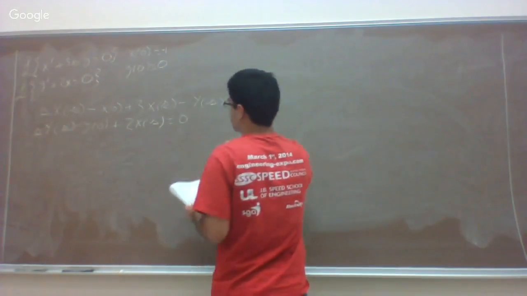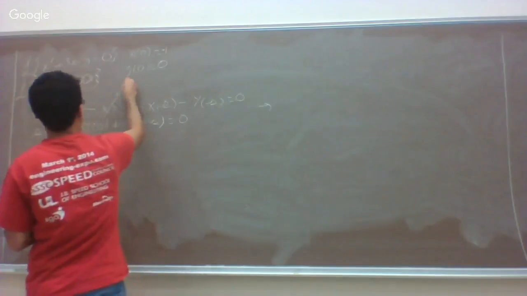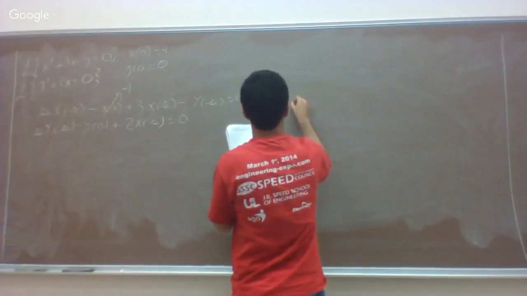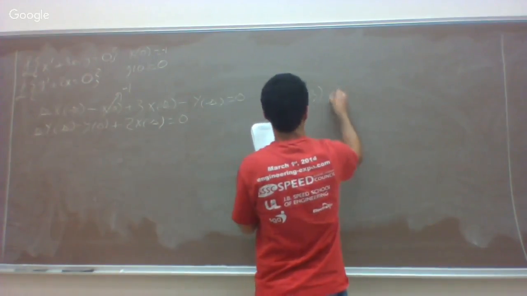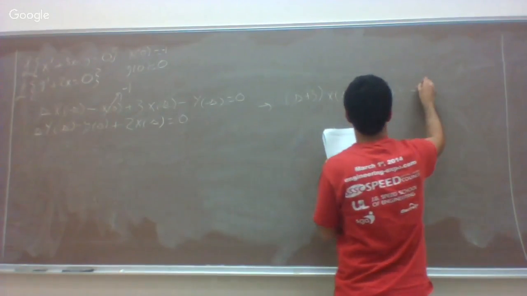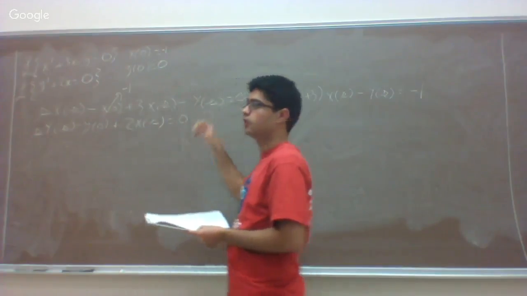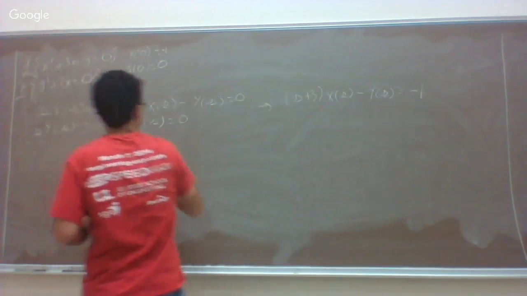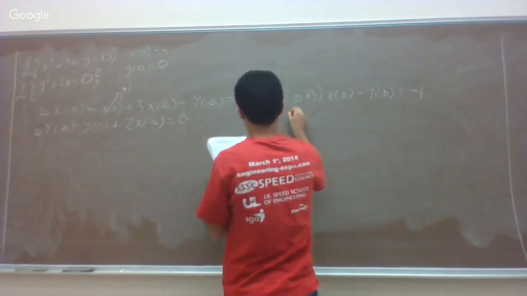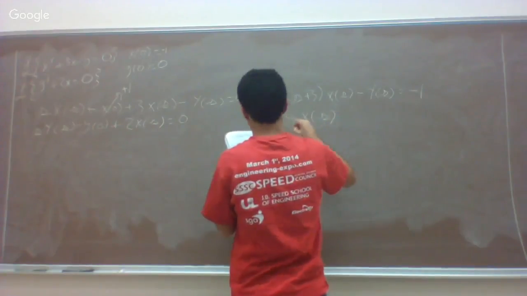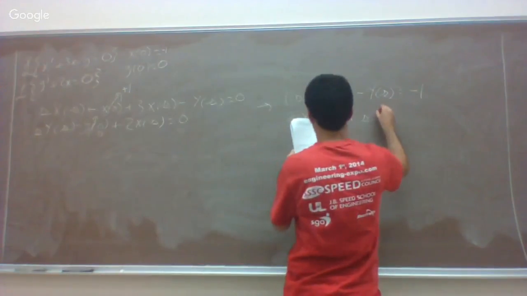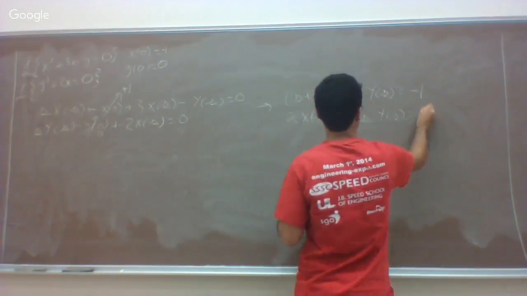These equations, y of 0 is a -1. So then if we categorize everything, I have s plus 3 times X of s minus Y of s equal to a 1. When we bring it over, it becomes a +1 on this side. The bottom equation, I have 2 X of s plus s times Y of s equal to a 0.